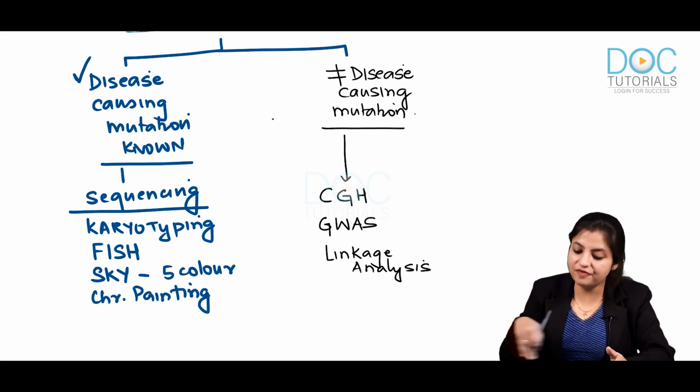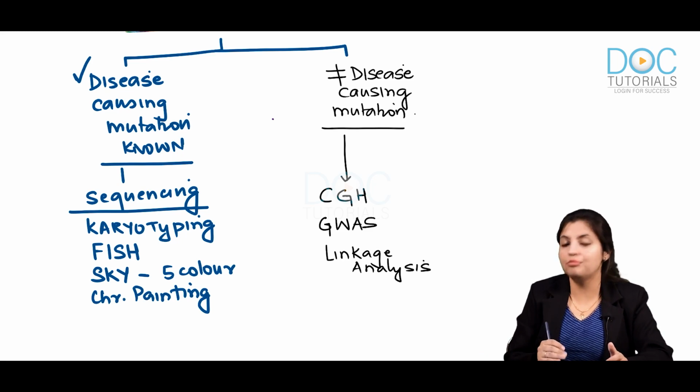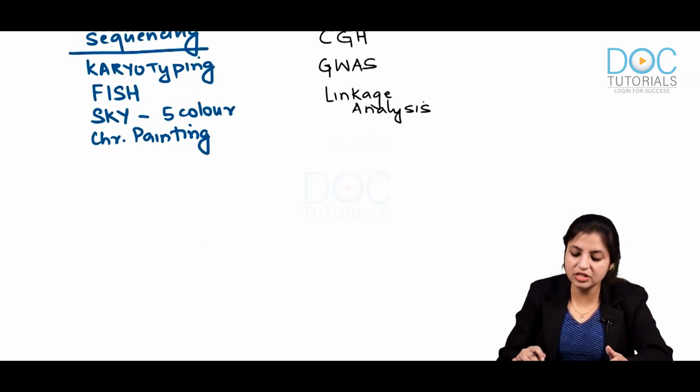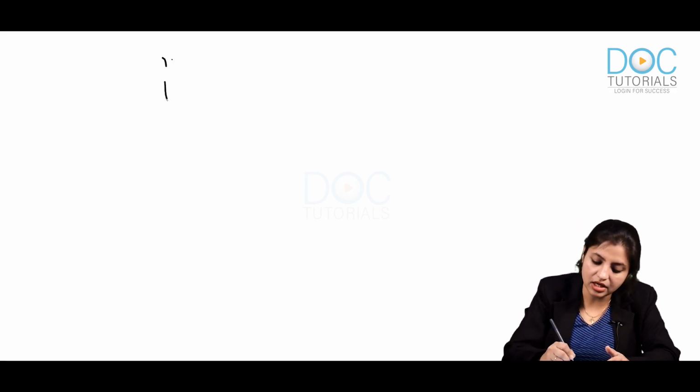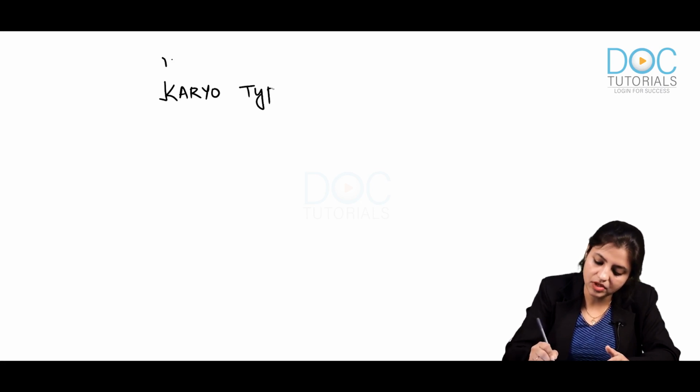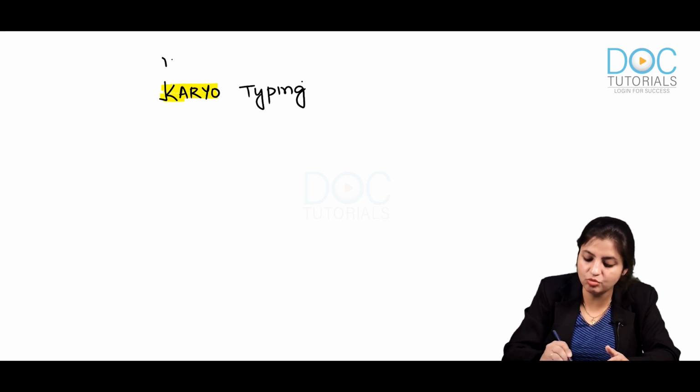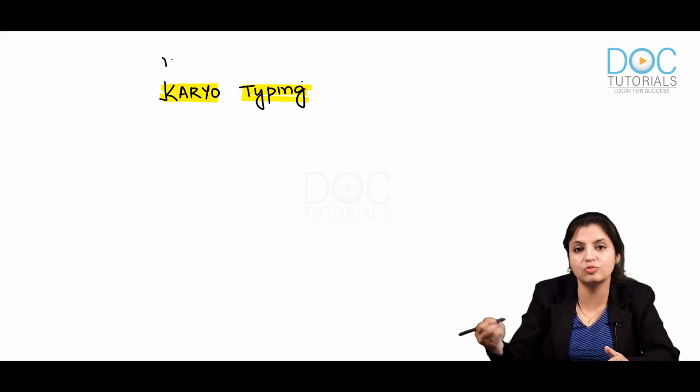Once we are very clear with how we approach genetic disorders, let's go to them one by one. First, I'm going to talk about the most basic technique which we do whenever we are suspecting a chromosomal mutation, a technique called karyotyping. See, the name itself is saying karyo means chromosome, typing means you type it. So this is called karyotyping, that is chromosomal typing.